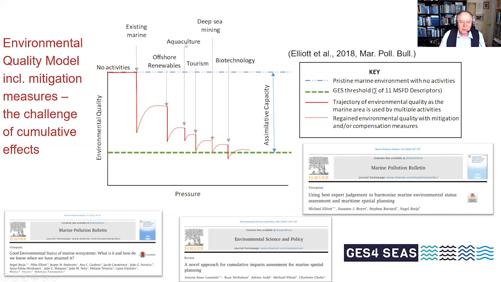Someone wants to do aquaculture. We put that in, we lose more quality, we mitigate it and get it back. And then tourism comes up and so on. And eventually this keeps happening until we get down to a state that we don't really want to happen. And by that stage, we work on the basis we have used up the assimilative capacity of the environment to cope with all of these activities. So we need to do something about it there.